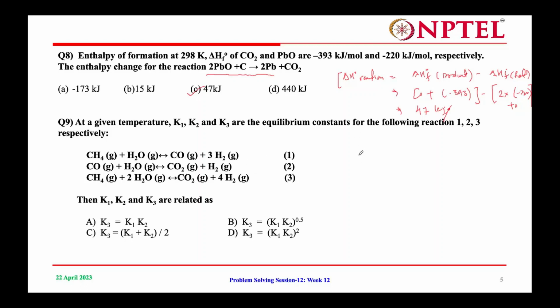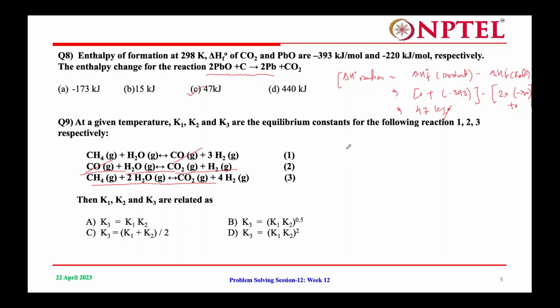Suppose we add equations 1 and 2. Then CH4 and CO get cancelled. Here we get 2 H2 plus CO2, so the equation is balanced. So when we add 1 and 2, it gives equation number 3, right?